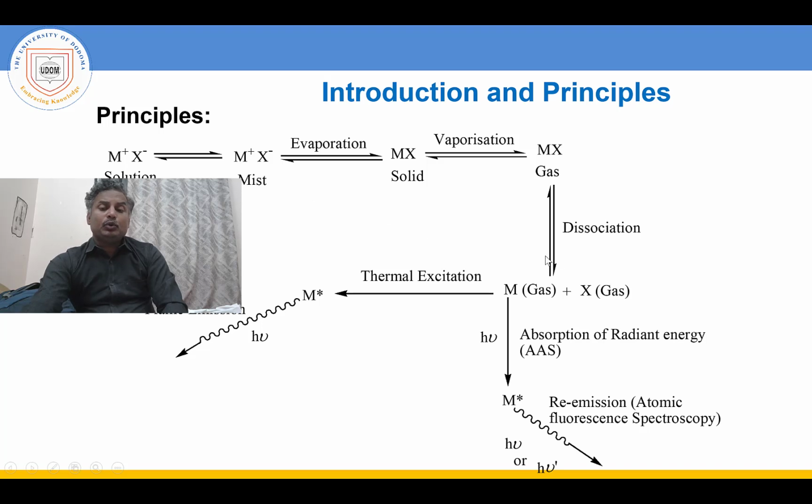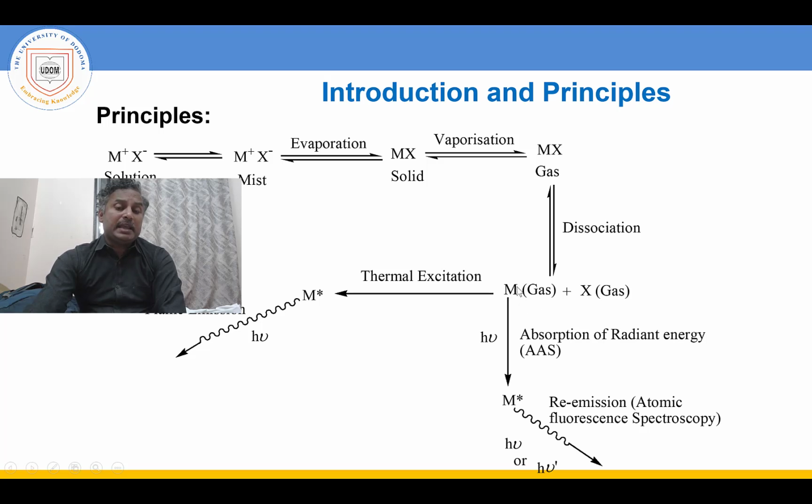So from here up to here, what happened? MX solution is changed to individual atoms, M gaseous atom and X gaseous atom. So this process of converting a solution to individual gaseous atoms is called atomization. After atomization, we are having excitations. We have two types of excitations. Number one, thermal excitation. Number two, radiant excitation. Let me go to thermal excitation first of all.